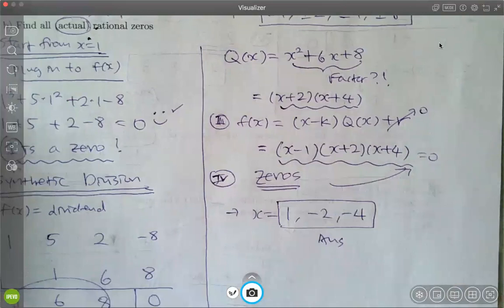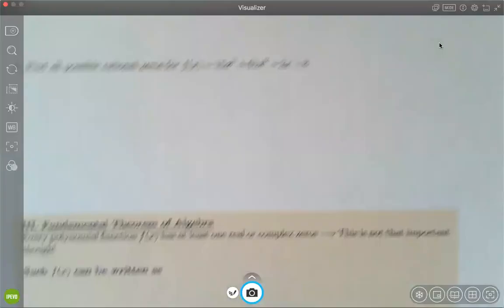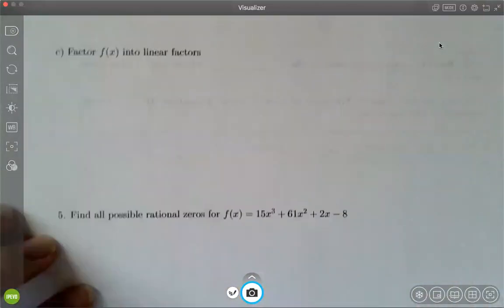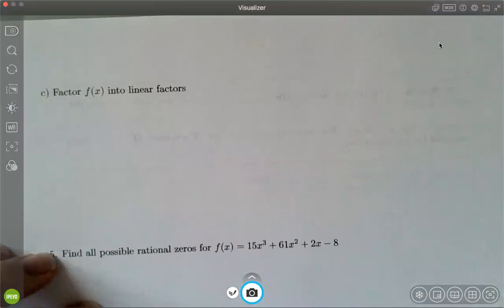Okay, so 1, -2, and -4 are the actual zeros. Okay, so now that was part B, and then part C. There's part C on the next page. Okay, so now what does part C say? Part C says factor f of x into linear factors.